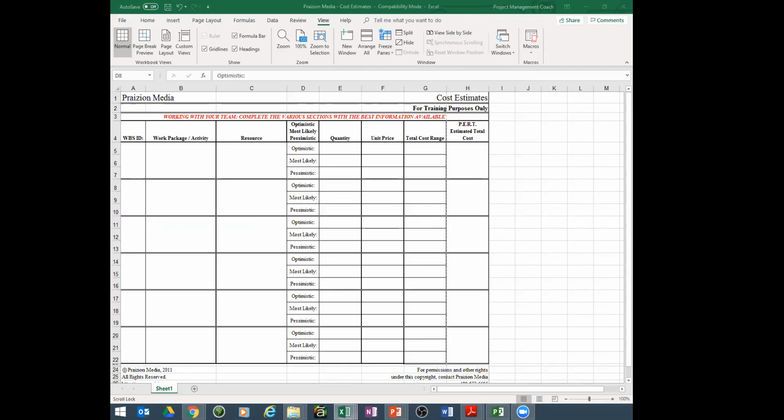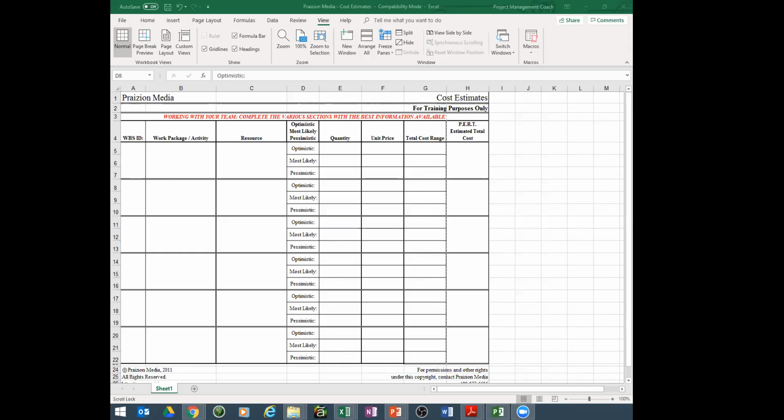In this sheet, my team member became a little bit adventurous and decided to put in a 3-point estimate column for optimistic, most likely, and pessimistic. And we already talked about this yesterday, so you know how the beta and the triangular work. So that is one cost estimate sheet.